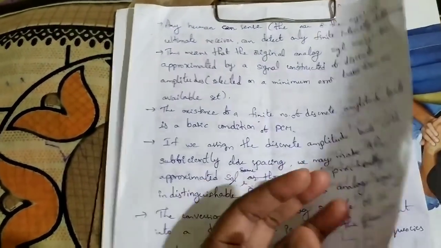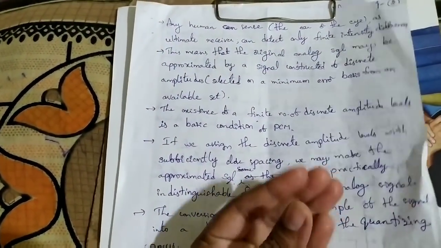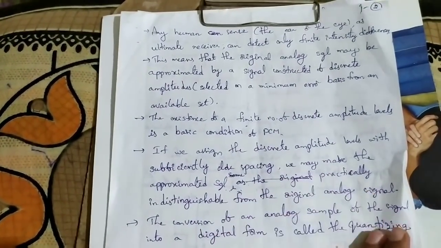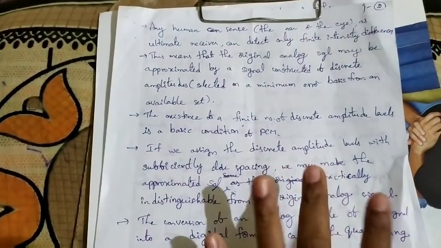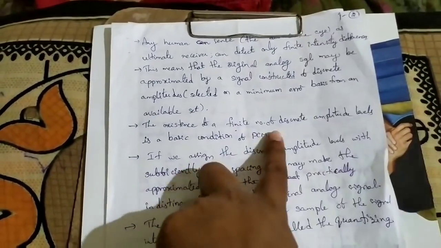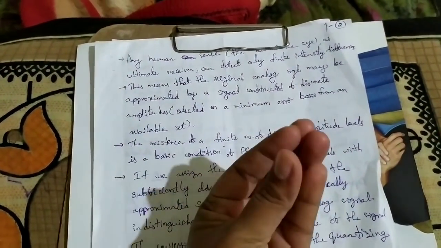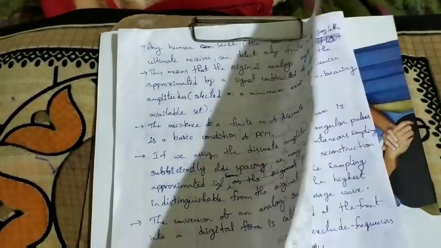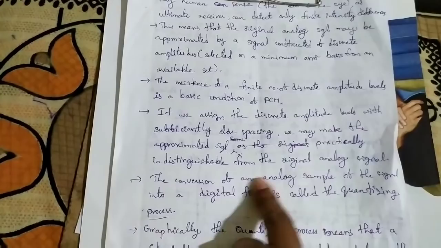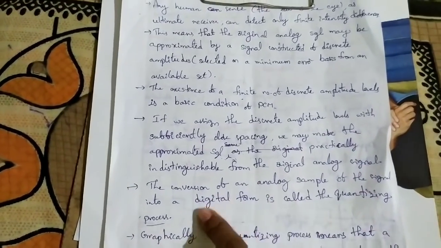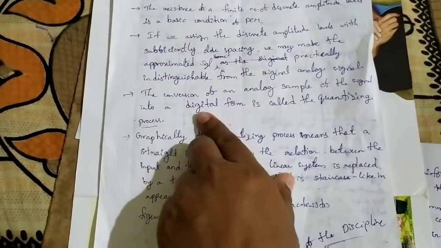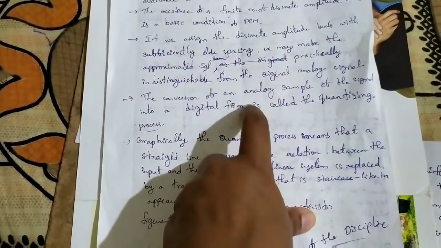If we take the sample levels with nearby values approximated, that is, very closely spaced, then we can get the perfect original analog signal at the output. This is clear, I think. That is, if we assign the amplitude levels very closely spaced, then we will get the perfect signal at the receiver. The conversion of an analog sample of the signal into a digital form is called the quantizing process. Already I told you. In simple form, this is what quantizing means.